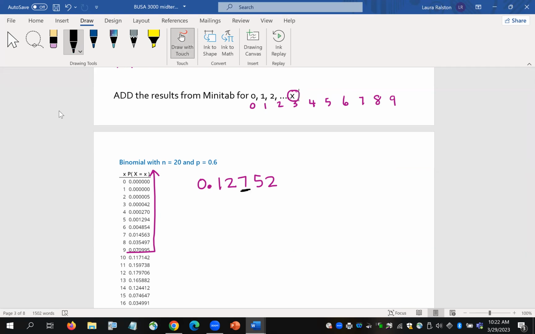The 7 is in the 3rd place. 5 is next door. So it does round it up. So this becomes 0.128.